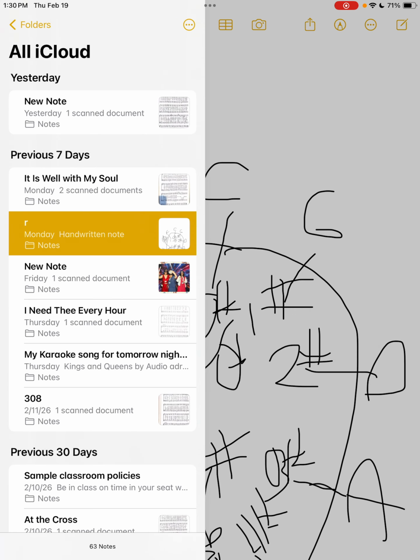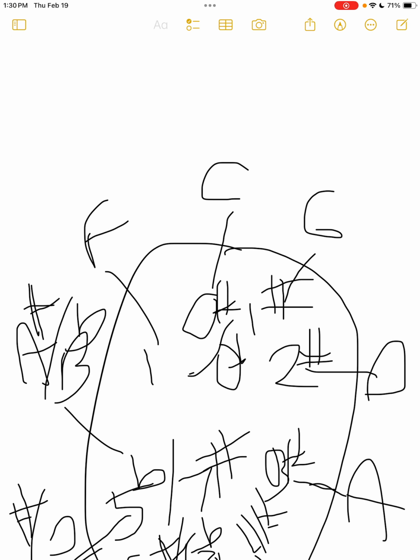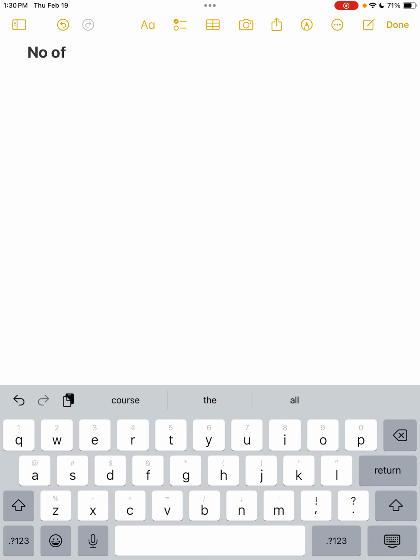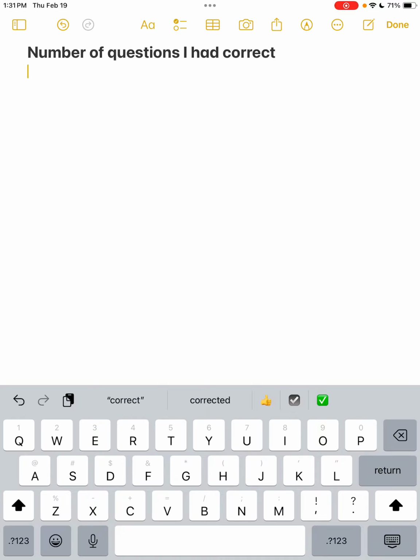So I'm going to make a new note. Number of questions correct. And I'm just going to put some little tick marks, and I'll count the tick marks at the very end. Okay, that's going to be very fun. I might just put them in groups of 5 so we can put a space in between each one.